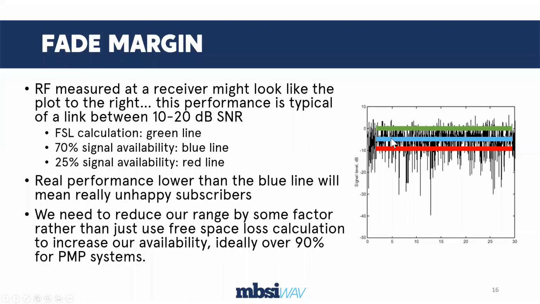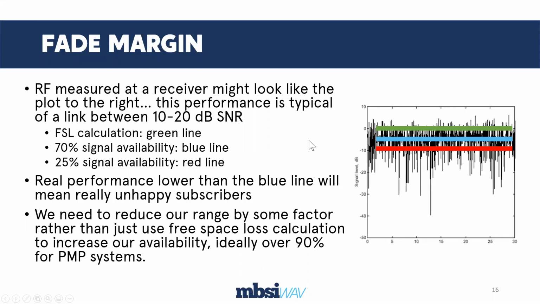So at some point we have to decide that we want to increase our signal in order to get the availability that we want. This is called fade margin. In this particular case, if I were to measure this and decide that this is what my signal level looks like, it looks like I need about 6 dB of fade margin. I need my signal level to be 6 dB above the level of free space loss here in order to have more than 70% availability.